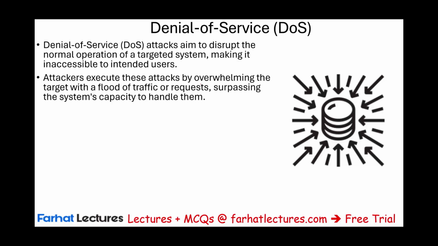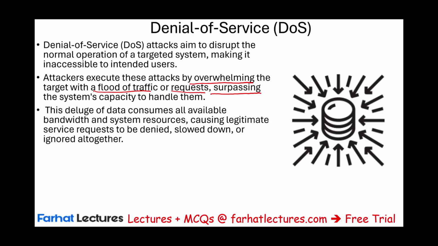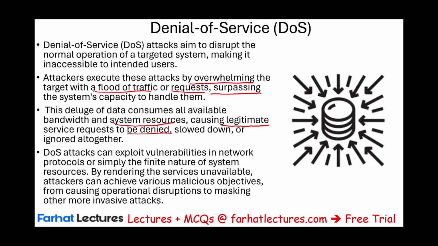Attackers execute these attacks by overwhelming the target with a flood of traffic or requests, surpassing its capacity to handle them. For example, a website can handle 200 users. Well, you would flood it with 1,000 users, and it goes down. Then you will deny the service to legitimate customers. This volume of data consumes all the available bandwidth and system resources, causing legitimate requests to be denied, slowed down, or rejected altogether. So DoS attacks exploit vulnerabilities in network protocols, or simply the finite nature of the system. You have a limited amount of resources.